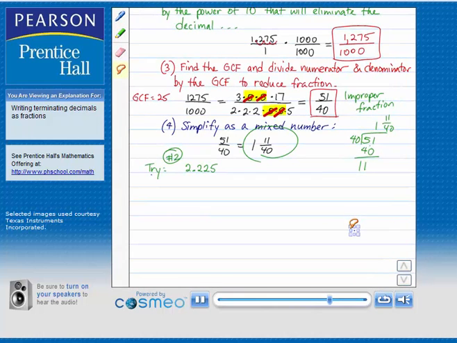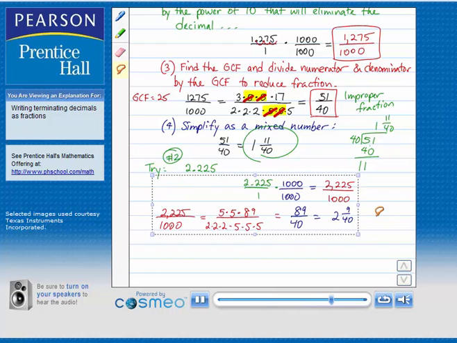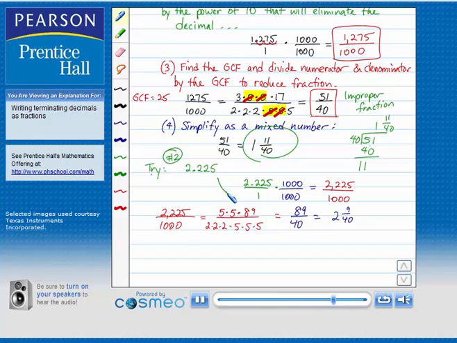Okay, I believe I have encapsulated my answer. Remember the steps. First, take 2.225 and write it as a fraction with a denominator of 1. Then, since there are 3 numbers to the right of the decimal point, I'm going to multiply by 1,000, 1 followed by 3 zeros over 1,000. That's going to give me 2,225 over 1,000.